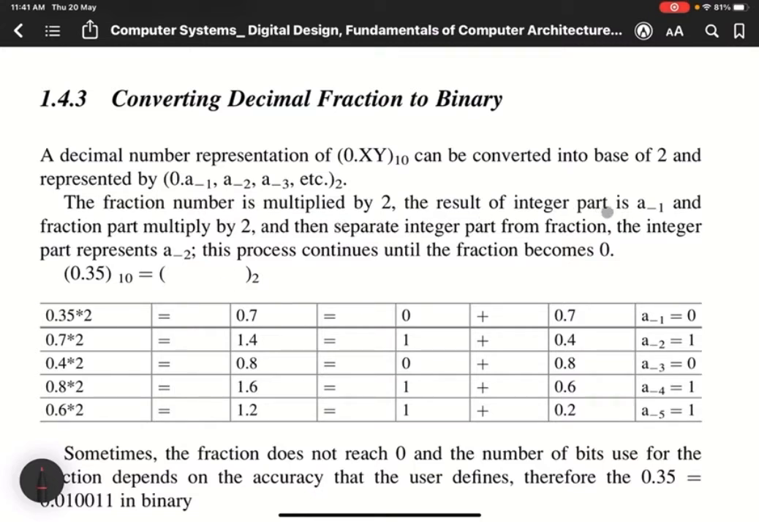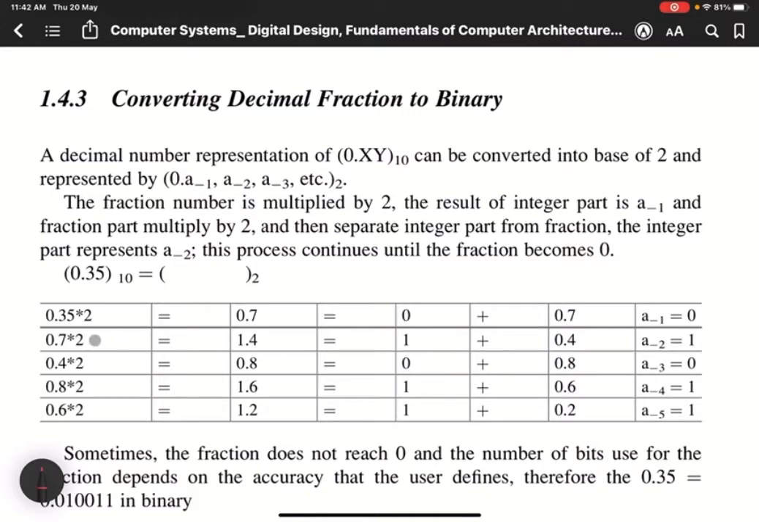So the result of integer part 1 is a minus 1. So for the decimal 0.35, we multiply by 2, and it will give us 0.7. Okay? So why 0? And then separate the integer part from the fraction. The integer part represents a minus 2. And this process continues until the fraction becomes 0. So this means there is no whole number in front, so we put 0.